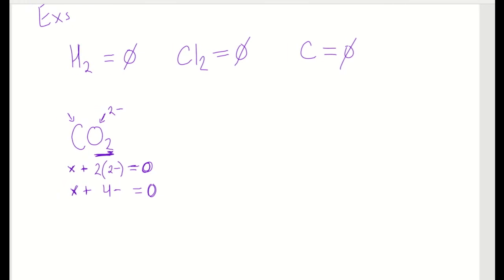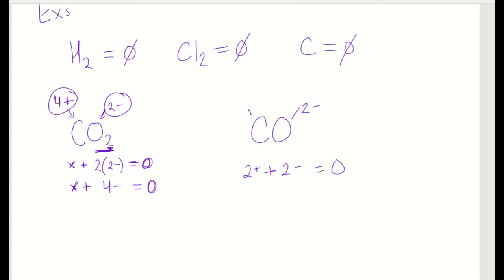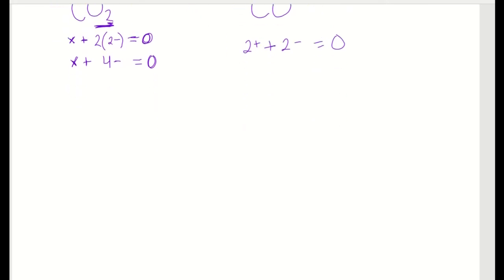So what should the X be? X has to be 4 plus. If you just put 4, that's technically wrong, so make sure you include 4 plus. They have to add up to 0 here. Okay, second example, if we have CO, in this case, oxygen is still 2 minus. So now carbon must equal 2 plus to add up to 0. So the oxidation number can change based on what it's bonded to.